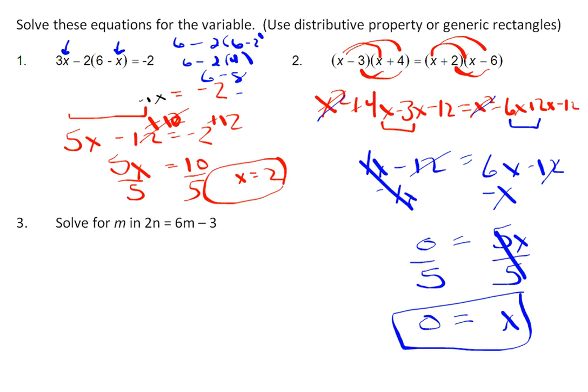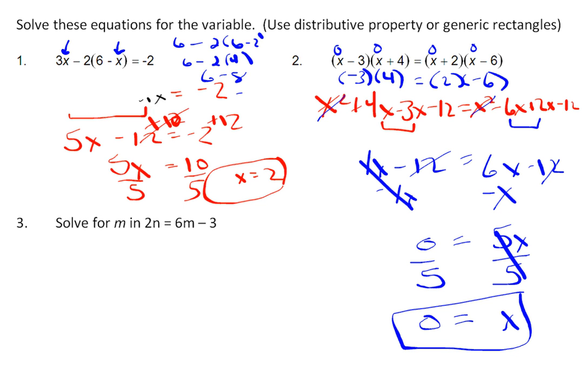Now we can check our answer just quickly, just for fun, because we're having fun. 0 minus 3, 0 plus 4, 0 plus 2, 0 minus 6. So basically I have negative 3, because 0 minus 3 is negative 3. 0 plus 4 is 4. 0 plus 2 is 2. 0 minus 6 is negative 6. And if you see that, you get negative 12 equals negative 12. So it checks.